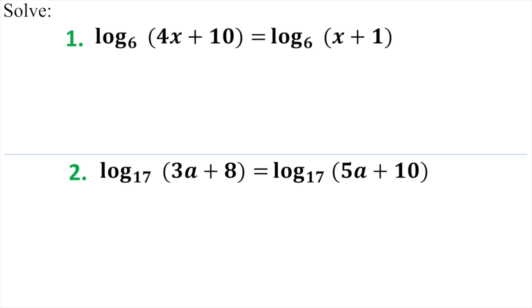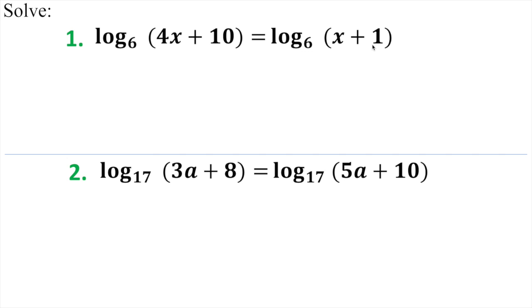Okay, using that same logic, we need to go in here and figure these out. Now these look like really, really complicated equations. They've got a logarithm on both sides, but really it's not. These are both log base 6, log base 6. In that case, if these are both the same, that means these two components right here have to be equal to each other. So now all we do is set both of these equal to each other. 4x plus 10 is equal to x plus 1, and then we solve it.